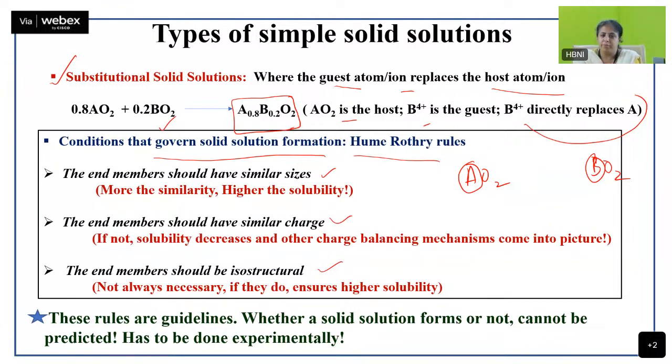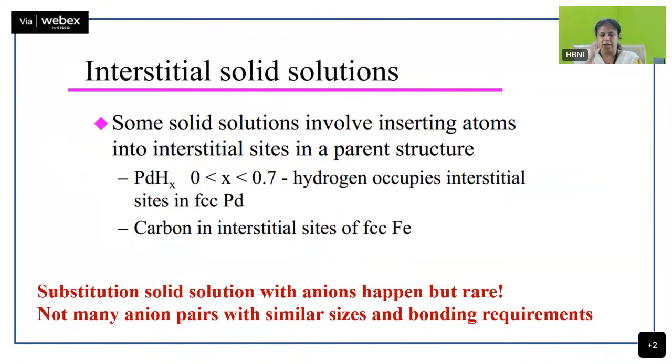Ab initio, formation of solid solution cannot be predicted. It has to be done experimentally. We talked about, as I said, the simple solutions are of two types, substitutional, second is interstitial. Interstitial solid solutions are those where you are inserting the guest atom in the interstitial site of the parent structure or the host structure.